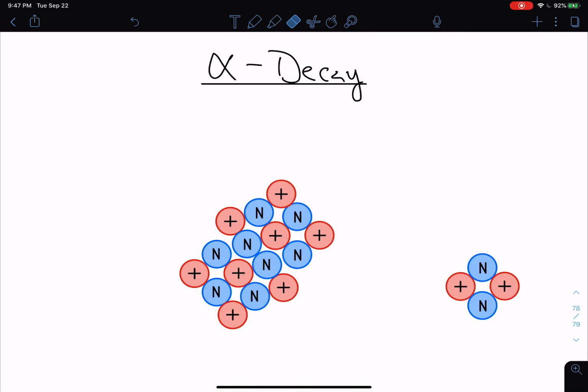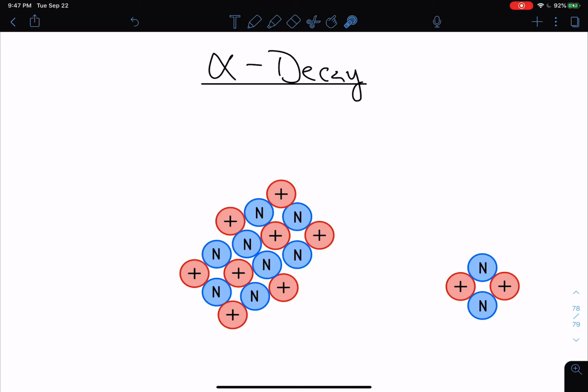As I mentioned in a previous video, the strong nuclear force is a short-range attractive force, and it basically only acts between neighboring nucleons. I mean, that's how short a range it is. It really only affects the neighboring nucleons. But it's an attractive force. It's able to keep the nucleus together.